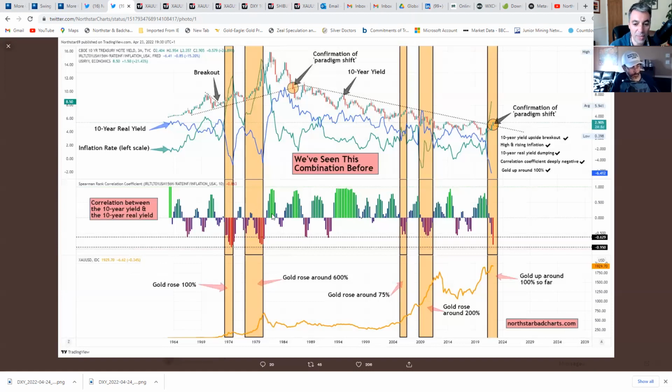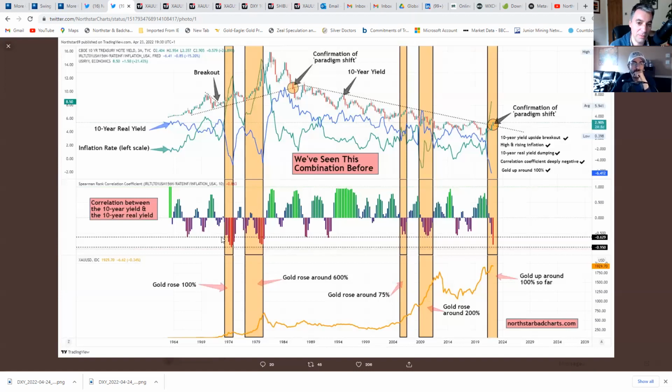And when the bars are green or blue and above the zero line, it means that the correlation is positive. So they're both moving in the same direction. It could be up or it could be down, but they're moving in the same direction. Whereas when it's below the line, they're moving in opposite directions.